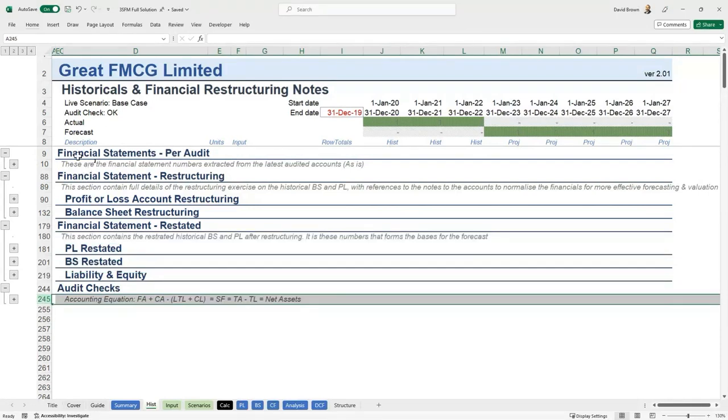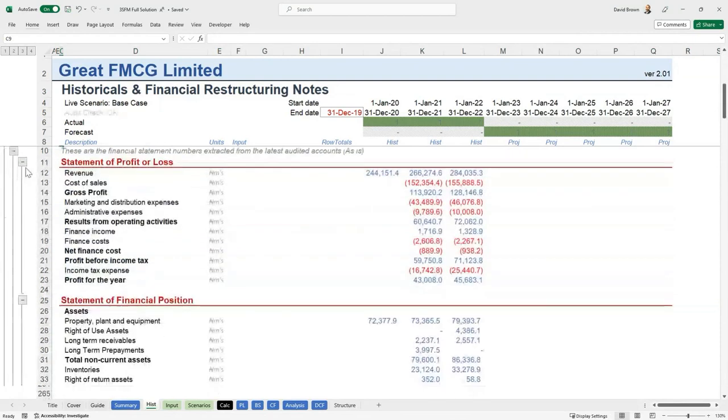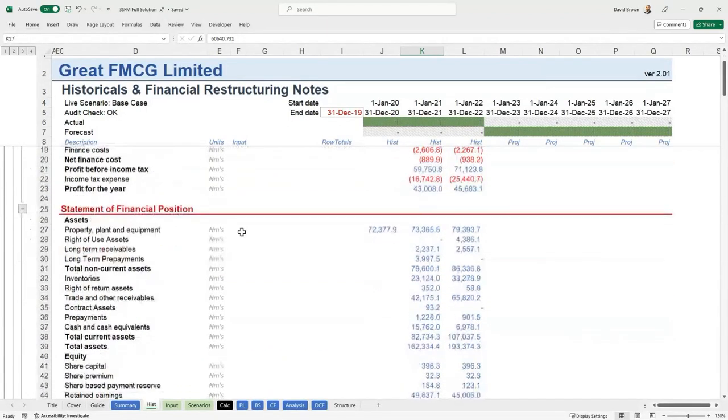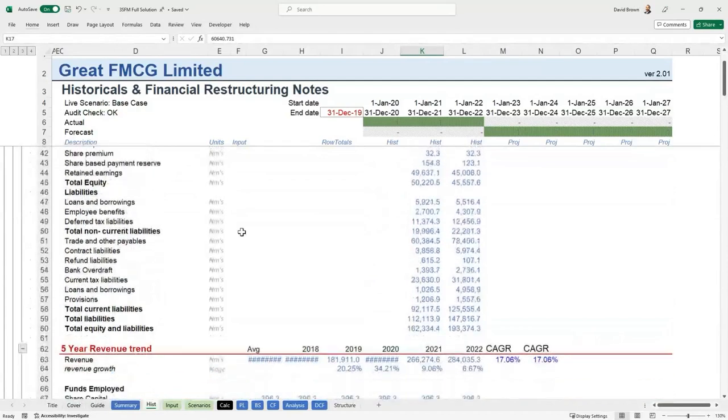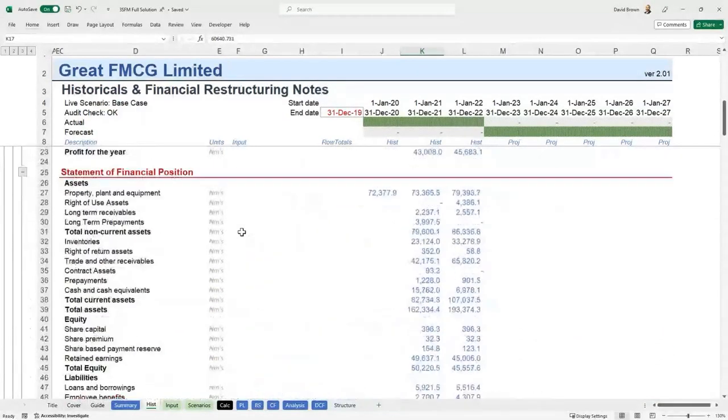First, we started with the financial statements per audit. This was just a copy and paste from the audited accounts. Just like you saw Apple's audited accounts, copy, paste. Copy the P&L, paste. Copy the balance sheet, paste, right? That's all. You can do a 5-year financial summary and paste. You just copy and paste. That's all this one is.